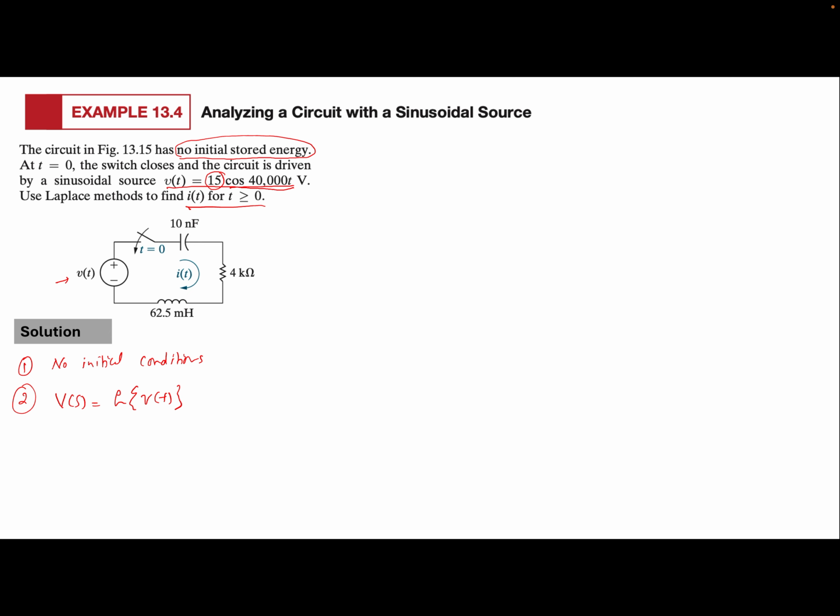Again, your v of t is 15 cosine of 40,000 t. If you remember, the Laplace transform of cos of omega t, which you can get from the tables, equals s over s square plus omega square. This is going to make my life simpler because this 40,000 is actually omega, and then I can easily write the Laplace transform of this v of t.